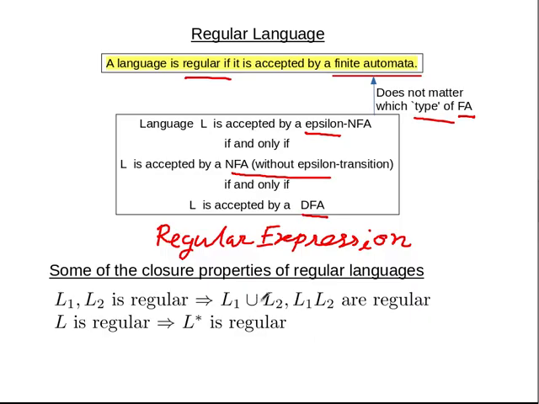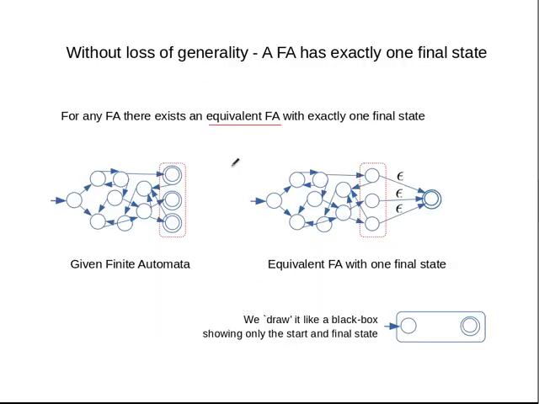So depending on the definition, now we are going to show that for any two regular languages, their union and concatenation are regular, and for any regular language, its Kleene closure is also regular. So let's begin with the union.